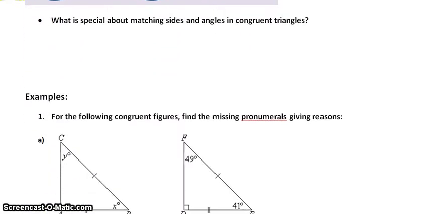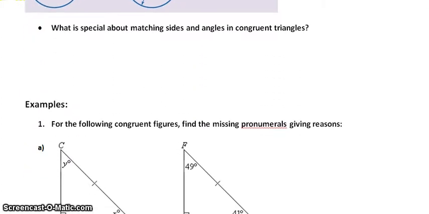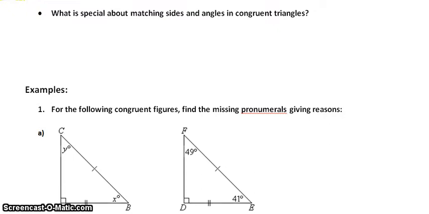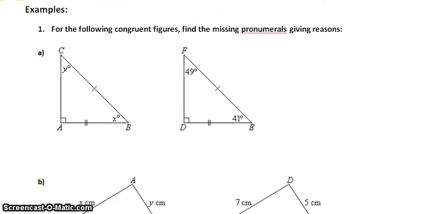What is special then about matching sides and angles in congruent triangles? Well, we've looked at it up here twice now. They are equal. And we're going to use that principle, that the matching sides and angles are equal in congruent triangles, to answer the following questions.